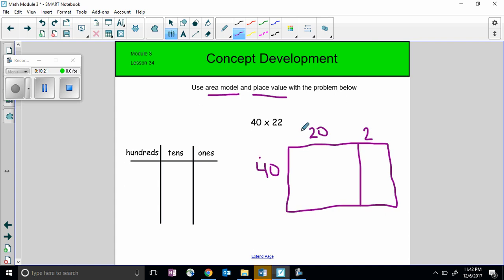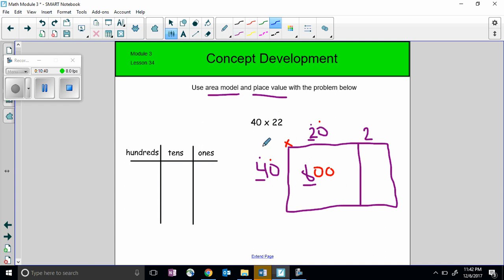Now, 4 times 2 is 8. I'm going to underline these. 4 times 2 is 8. How many zeros do I have here? 1, 2. 1, 2. So that means 40 times 20 gives me 800.